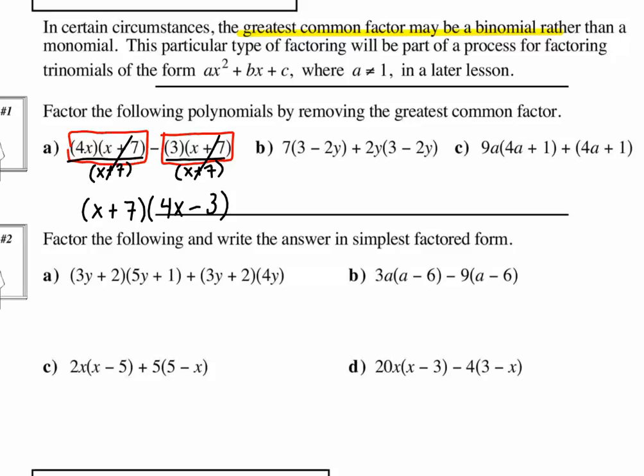Now it's factored. FOIL would be expanding. So by factoring, we want to turn it into multiplication. We're not expanding anymore.